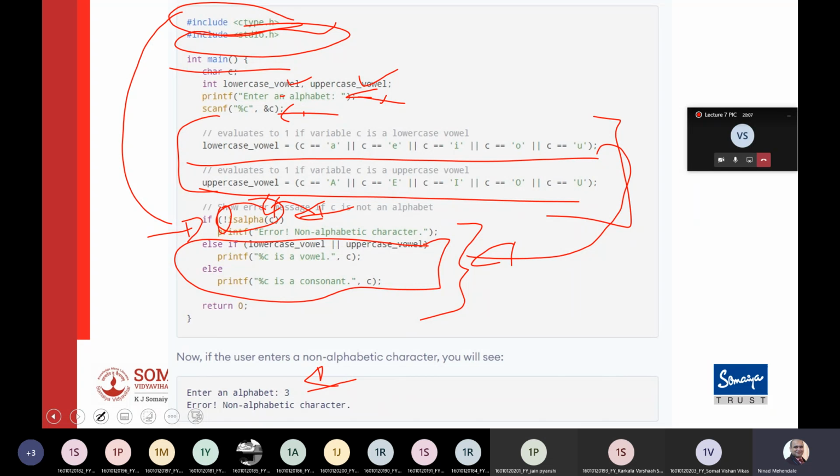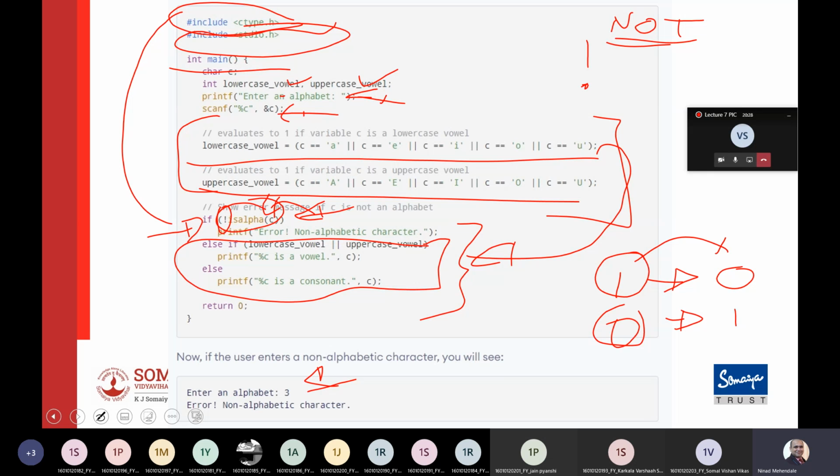So if is alpha goes true, then we don't want to do anything. Okay, so that's why a not gate is given. Whenever you see this sign, it is a function of not, and the logical output will be inverted. So when I say 1, maybe my student will say 0, and when I say 0, my student will say 1. So the not gate always reverses the actual answer, and it is used very frequently in C programming.